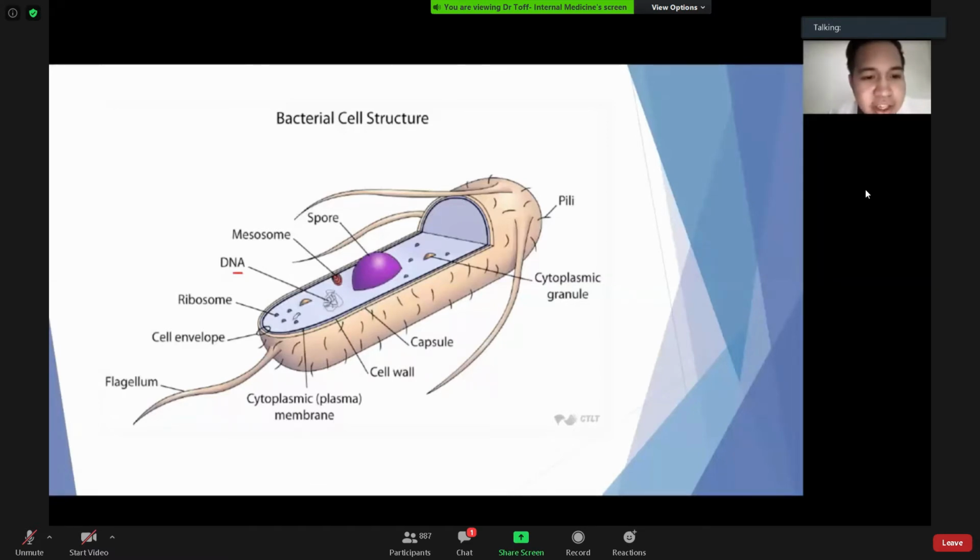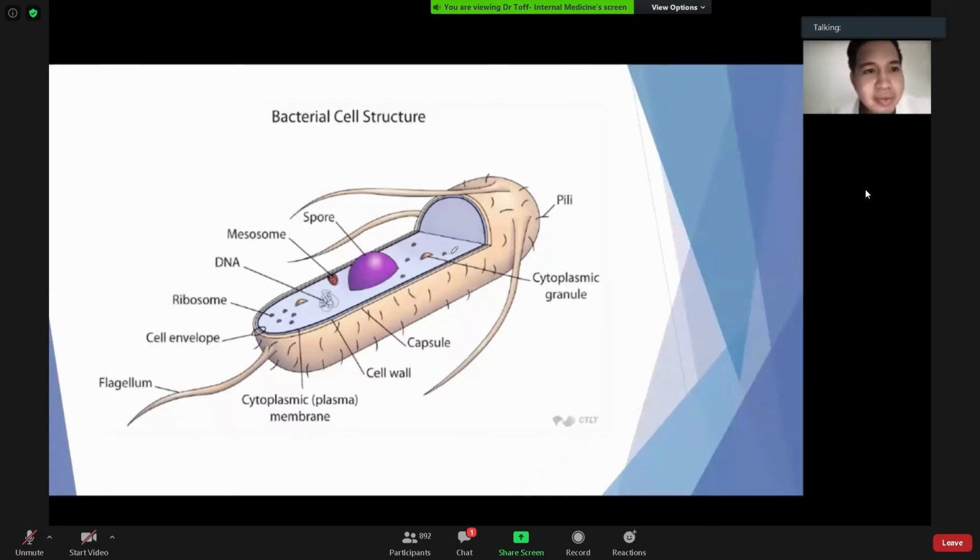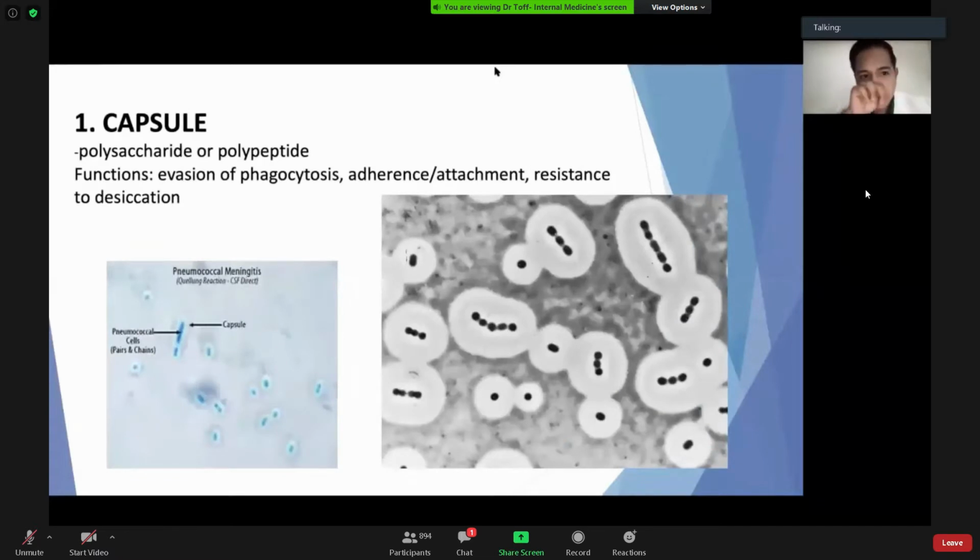You also have here the presence of the ribosomes, okay, which are the sites of protein synthesis, the presence of mesosomes, and the cytoplasmic granules. Okay? And in some bacteria, they have spores, okay, but not all have them. Okay? And then outside, meron ka ditong makikitang pili and the presence of the flagellum. So later on, we'll go to them one by one. Okay? So overview yan para alam natin ang itsurahan ng bacteria. Okay? So, let's first discuss the capsule. So a capsule, okay, encloses the bacteria. And usually, it is rigid.